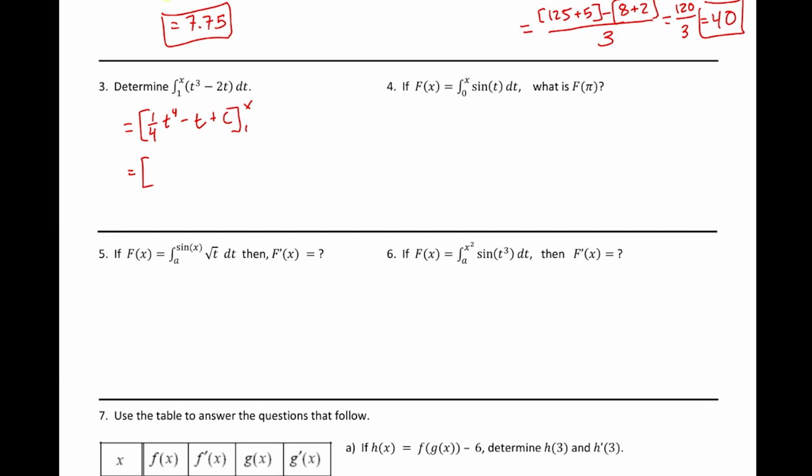So we've got 1/4 times x to the 4th minus x. The c minus c is going to cancel out. Minus 1/4 minus 1. So we've got 1/4 x to the 4th minus, wait a minute, hold up. This should actually be t squared. Whew, almost got that one wrong there. Okay, minus t squared, or x squared. And then we have minus 1/4 minus 1 would be negative 3/4. So minus negative 3/4 should be positive 3/4.